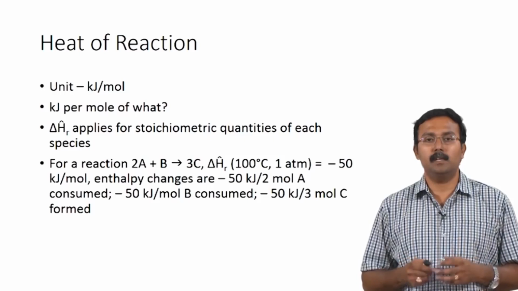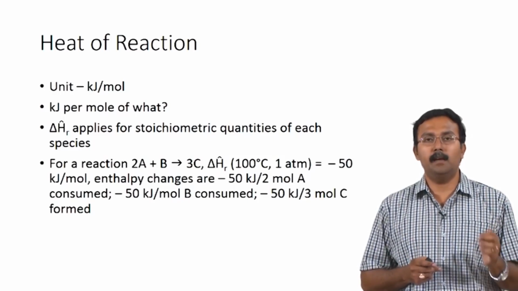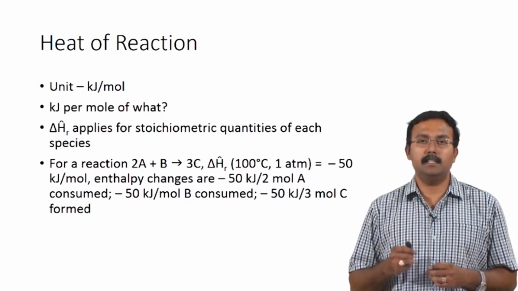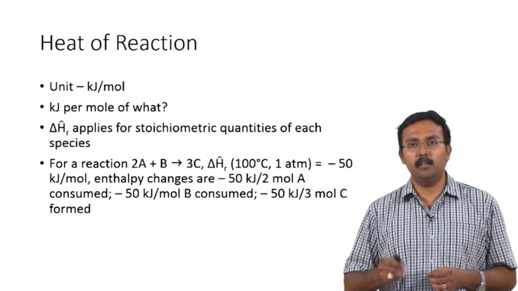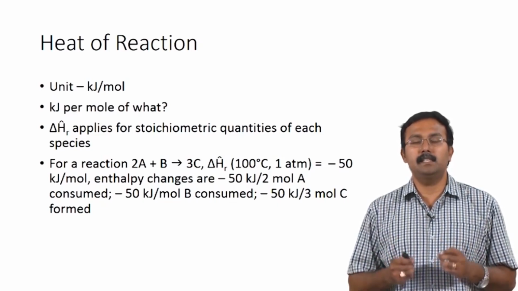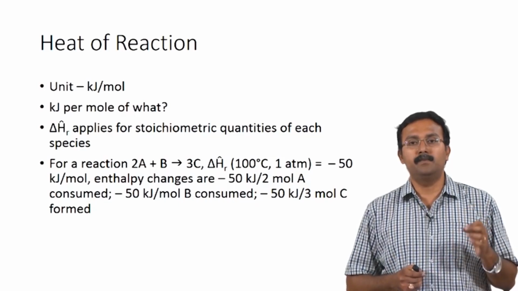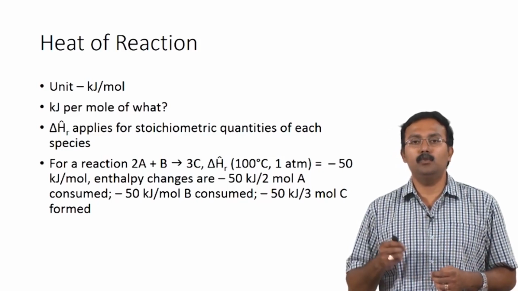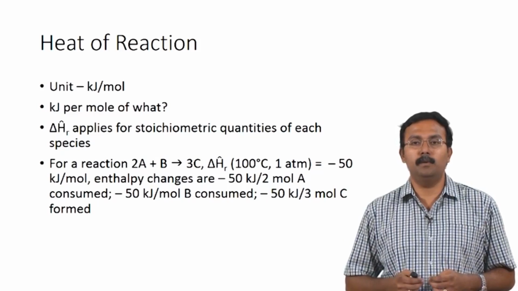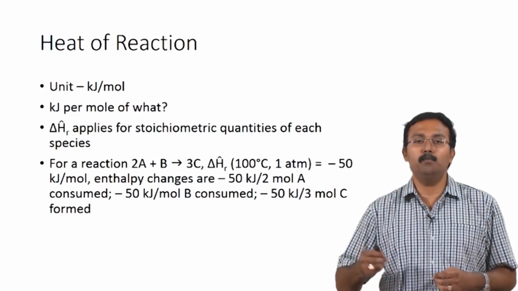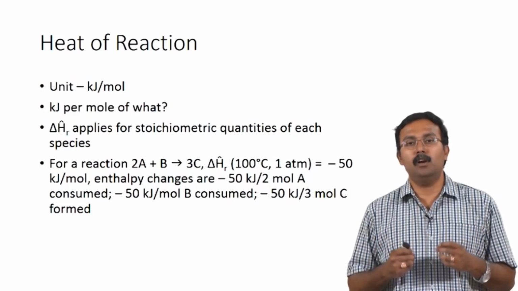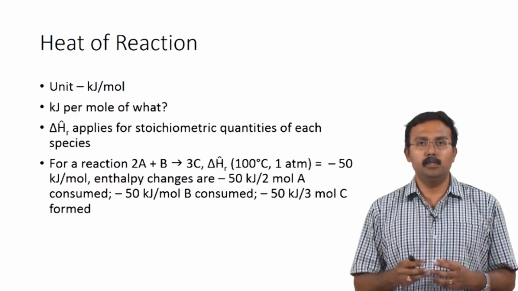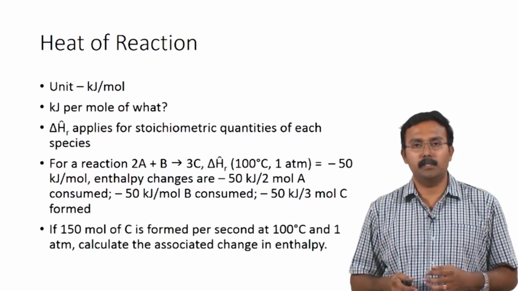In other words, let us look at this reaction where you have 2A plus B forming 3C, and I tell you that the heat of reaction at 100 degrees Celsius and 1 atmosphere is minus 50 kilojoules per mole. The enthalpy changes associated are minus 50 kilojoules per 2 moles of A consumed, minus 50 kilojoules per 1 mole of B consumed, and minus 50 kilojoules per 3 moles of C formed. So, depending on which component you are looking at, you would have to identify the stoichiometric coefficient and use that appropriately while you are performing the calculations.